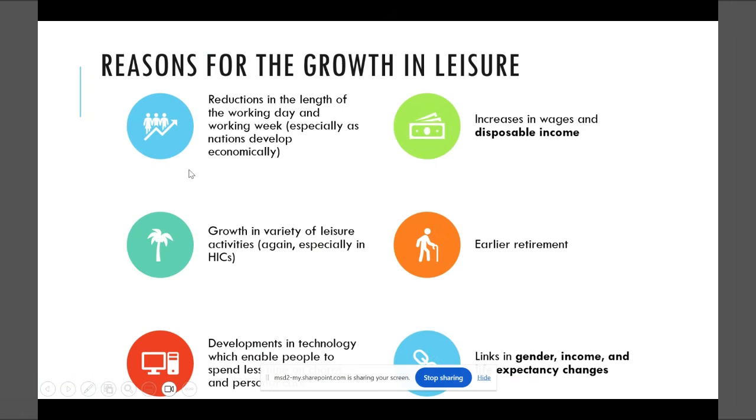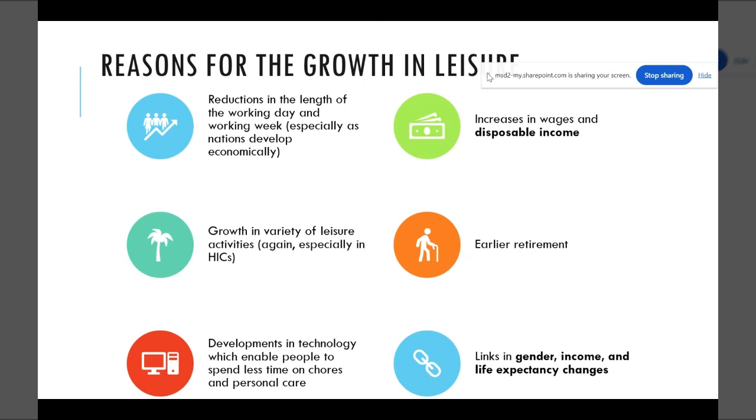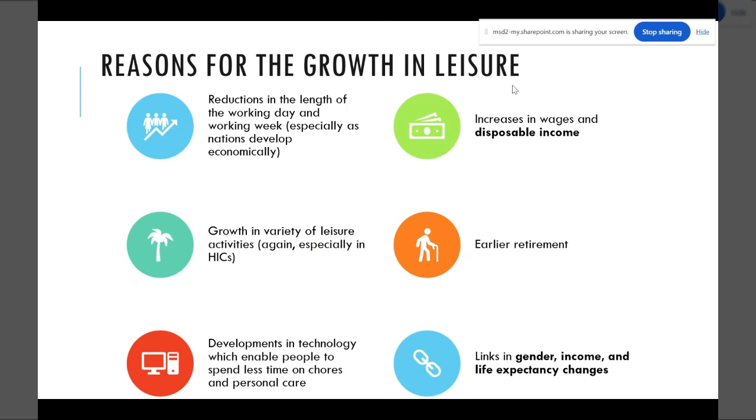Anyway, here are some reasons for growth in leisure that we talked about: reductions in the length of the working day, growth in variety of activities, especially in high-income countries, development of technology that enables people to spend less time on chores and personal care, increases in wages, earlier retirements, and links to gender, income, and life expectancy, which we talk about later. If you notice, a lot of these have to do with economic development.